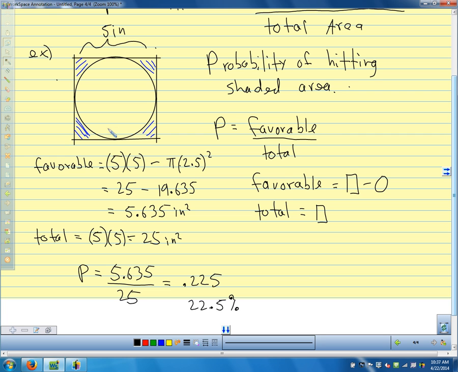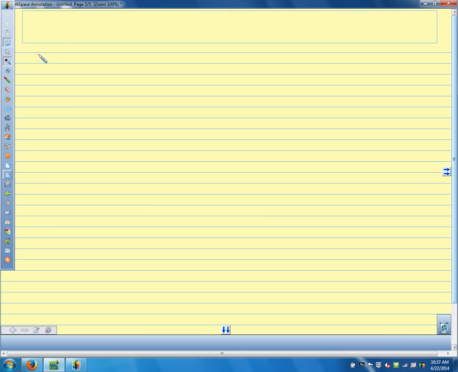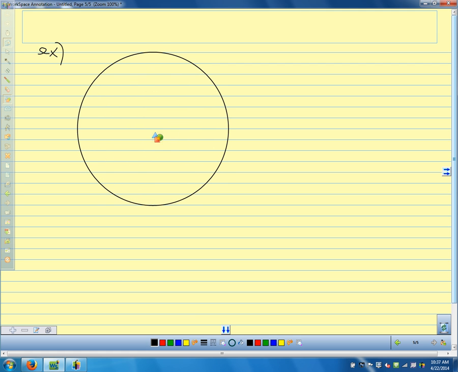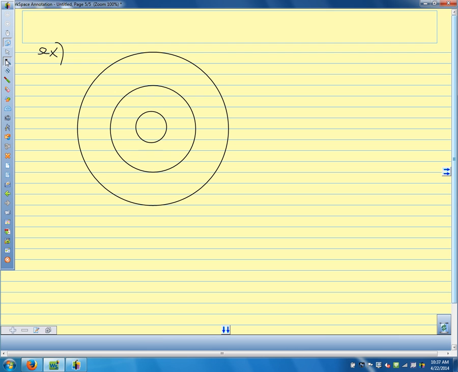Questions on that example? All right, let's look at one more. This time we're going to talk about more of a normal target shape. So let me see if I can draw a decent picture here. Might not turn out perfect, but I think we'll get there. That's pretty good. Well, that didn't turn out too bad. All right, so there's my target.